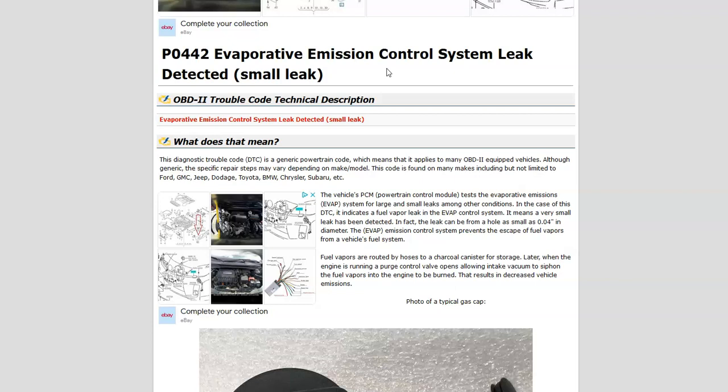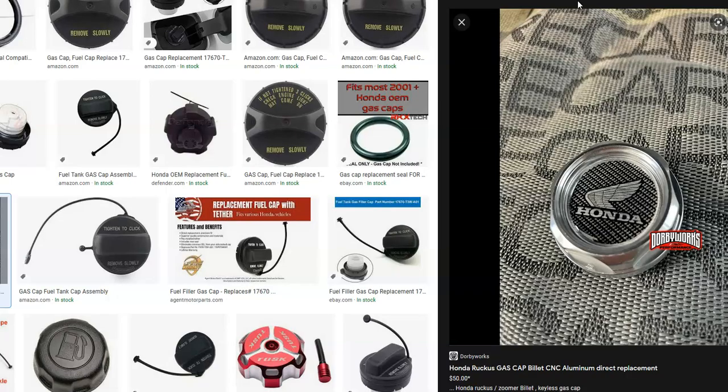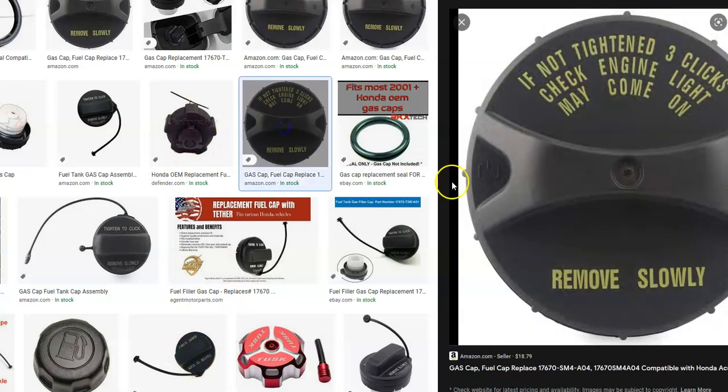Well, basically there's a leak in the evap system, and the evap system helps contain all the vapors in the gas tank and then sends them back into the engine to get burnt off so they don't leak into the atmosphere. So the first thing to check if you get a P0442 is the gas cap. It can be something else, but this is a part of the evap system. So go look at the gas cap.